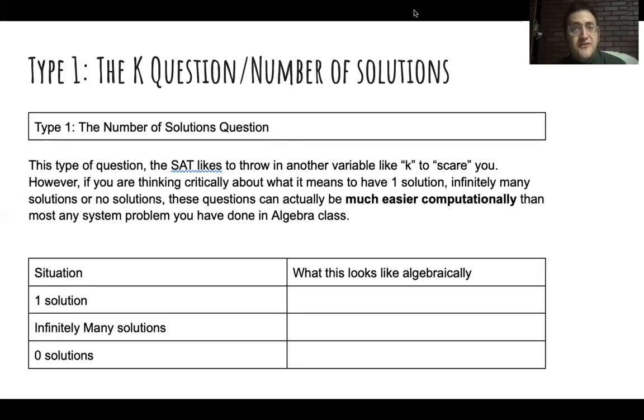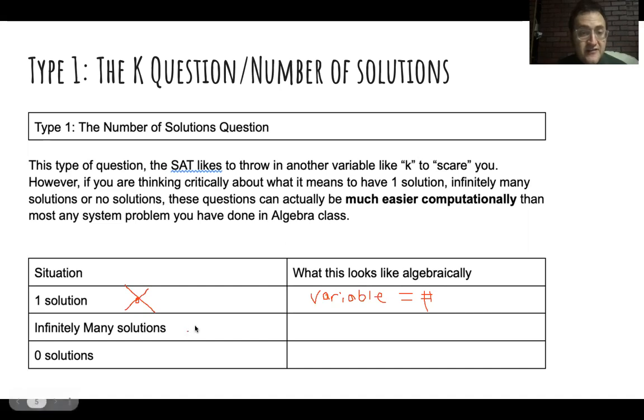All right, so for the number of solutions questions, we want to be connecting not only the graph, but we like to also be thinking about what it looks like algebraically. So your old school, one solution question, when you do your elimination, you get the variable equals a number. So maybe you get x equals 7 or something like that.